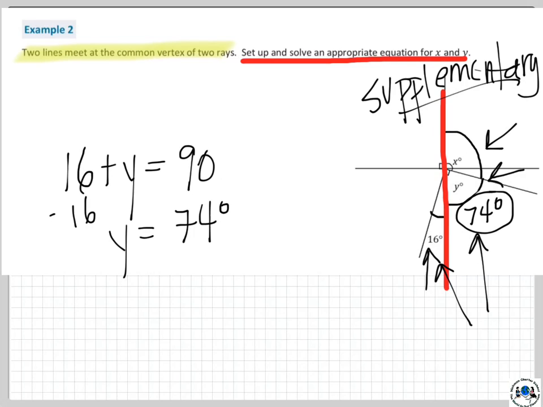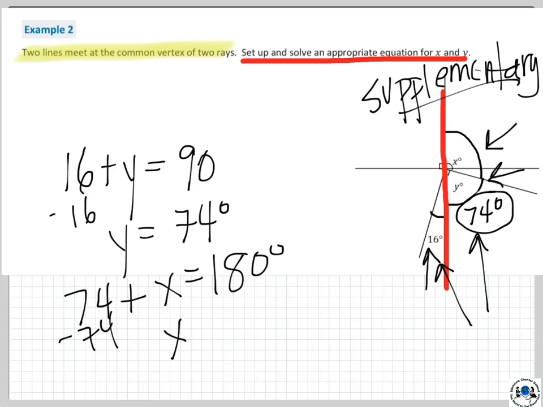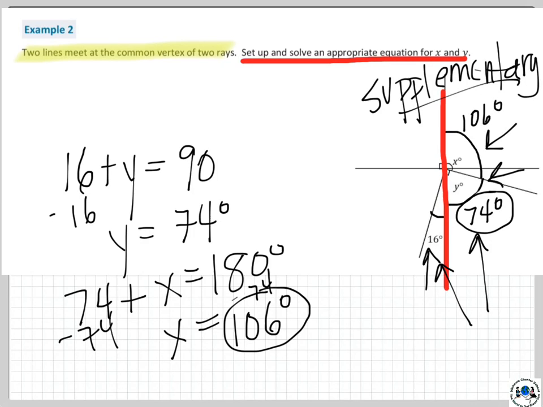Therefore, we can go 74 plus x equals 180, because supplementary angles add up to 180. And then if we subtract 74 away, we end up with x equals 106 degrees. So we therefore have 106 degrees for x. 106 degrees. And there we go.